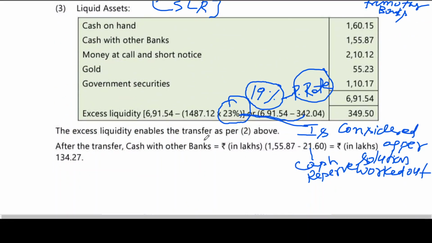But what will affect the statement of profit and loss account is the statutory reserve under section 17, which is 20%. But since the problem asks for 25%, you are calculating that. I told you a number of times that you should be looking at that.